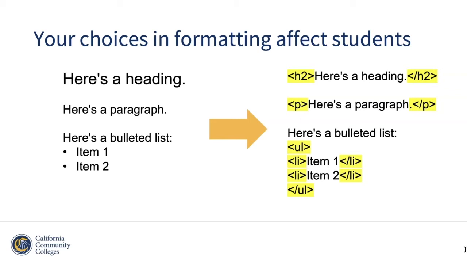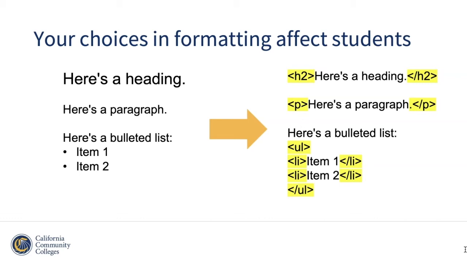Notice that tags help the screen reader interpret the object type. Is it a heading? Is this group of text a list? The screen reader needs these tags to help the student understand how your text is formatted and organized. The screen reader will read aloud this header 2 example as heading 2, here's a heading. Notice how it will read out the object type first, then it will read the content.